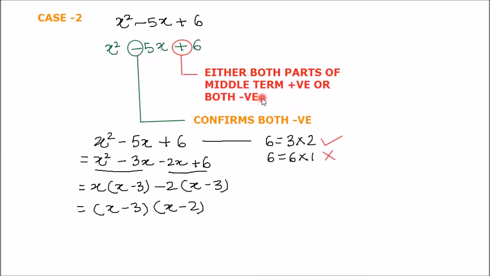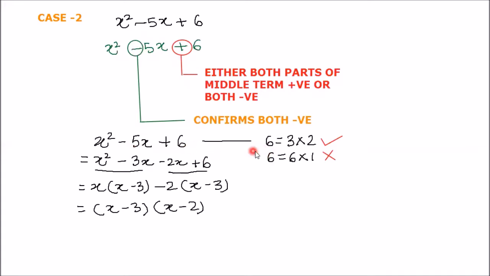Then you want confirmation. Then you will move to the sign with the x involving term, and this is negative, and that confirms that both the parts will have negative sign with them. Both will be negative. Now let's solve the polynomial x square minus 5x plus 6.